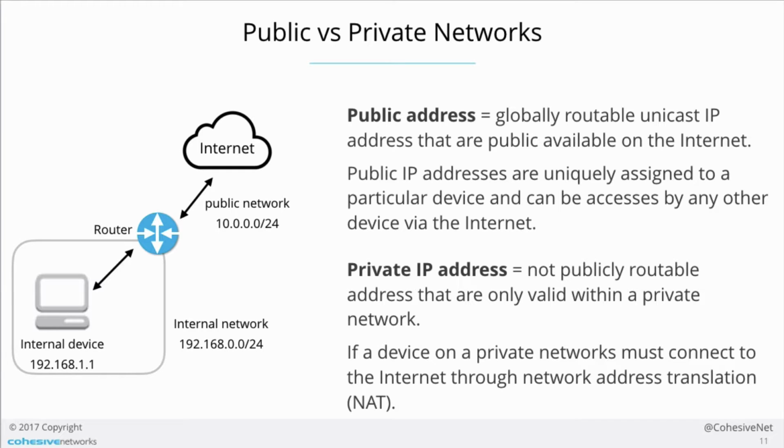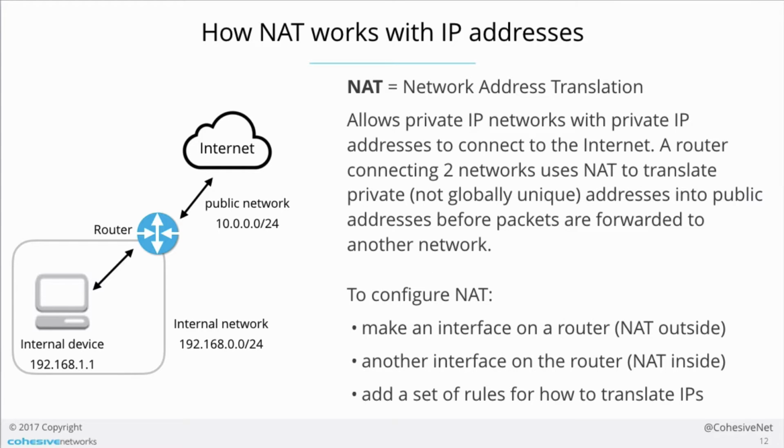You can use network address translation. So again, here your router is using NAT. So it translates from your internal to your external. So here's how this works. Again, NAT is network address translation. It allows your private IP network to connect with public IP. So your router can connect those two different networks using NAT to translate.